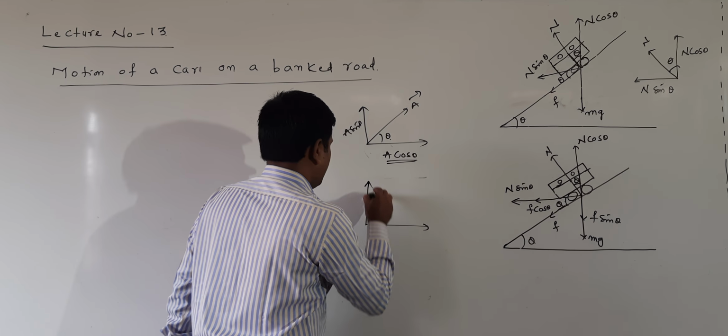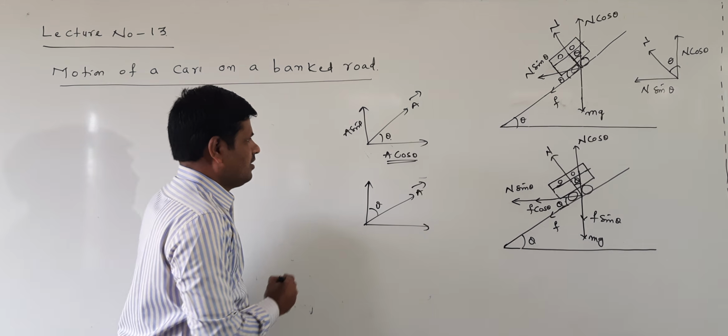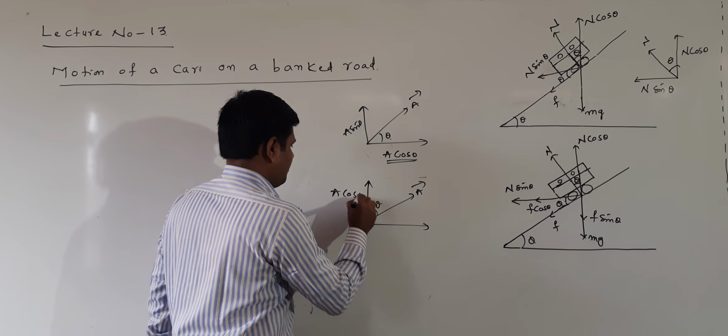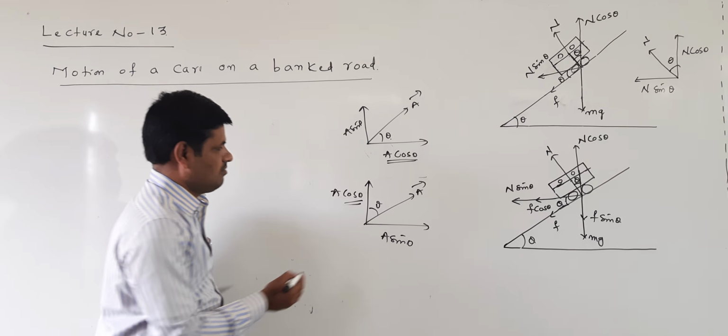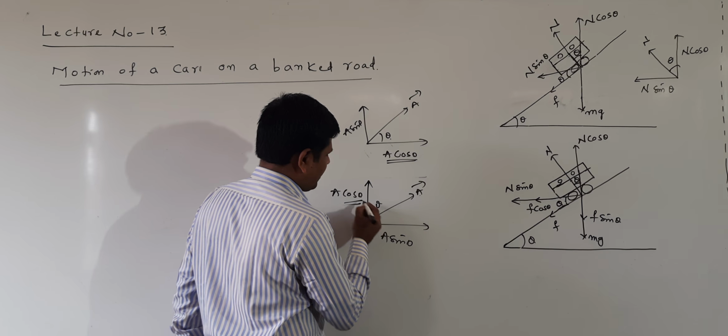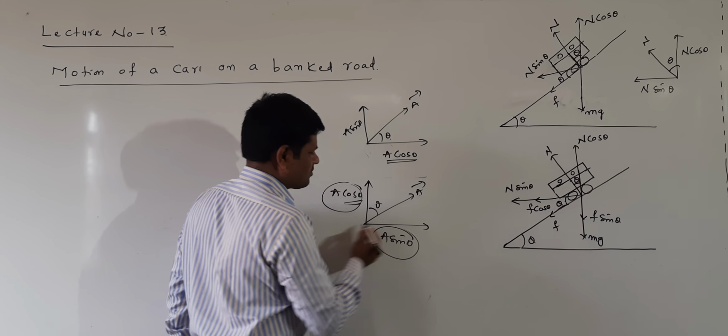Suppose now this a bar is there. Now here it makes angle theta. Here this becomes a cos theta, this becomes a sin theta. This is the horizontal, right? This is horizontal because this a bar vector is making an angle theta with this side. That's the reason this becomes horizontal and this becomes vertical.